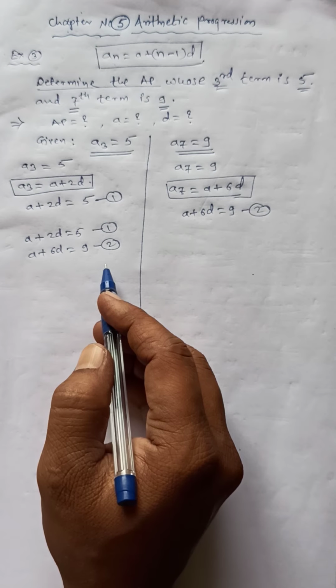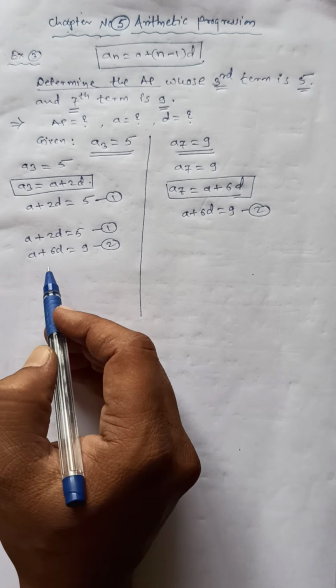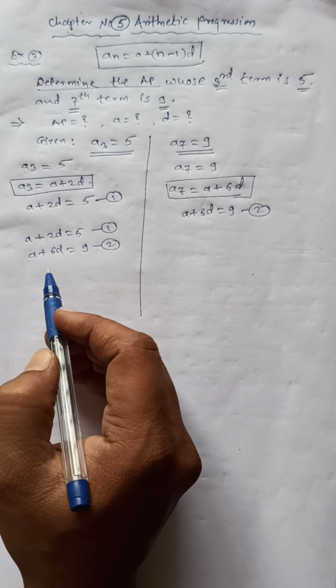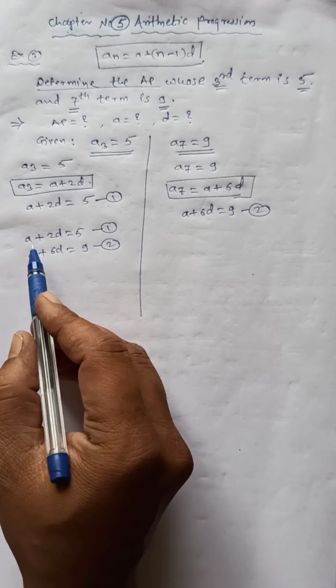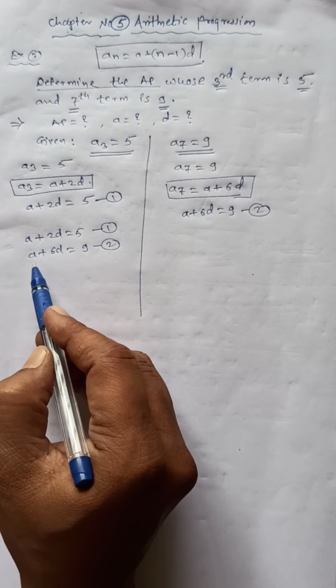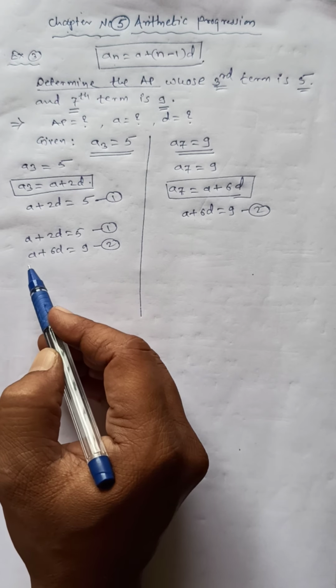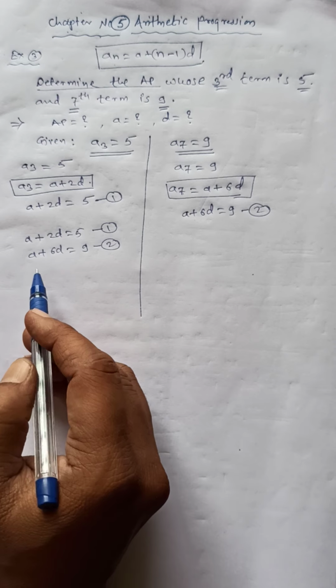You can solve by either method: graphical method, elimination method, substitution method, or cross multiplication method. In whichever you are comfortable, you can use that method. Here I am comfortable with the elimination method. Why elimination method? Because here it is a and here it is a, means the variables and their coefficients are the same, so one variable can be eliminated easily. So I'll choose the elimination method.